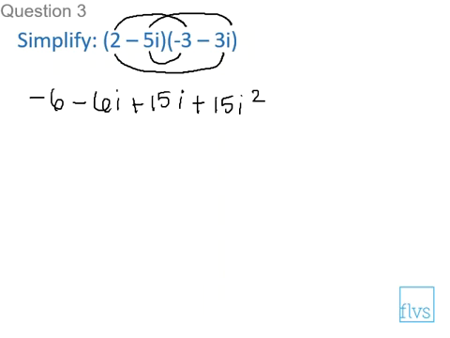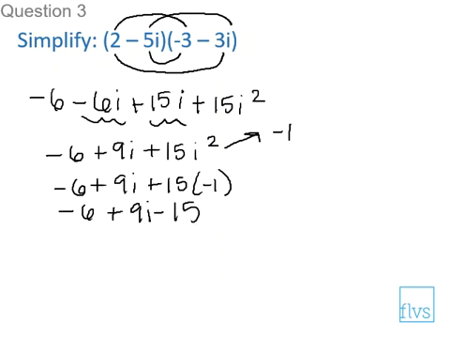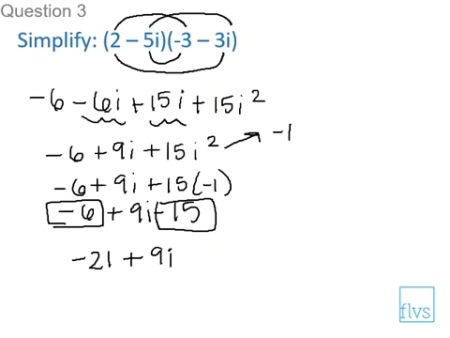All right, now we can go ahead and combine like terms. So negative 6i and 15i are a plus 9i. And if you remember from the previous lesson, we discussed that i squared is the same thing as negative 1. So I'm going to replace the i squared with negative 1, which means that becomes negative 15. So now I can also combine the negative 6 and the negative 15 to give me a negative 21 plus 9i.